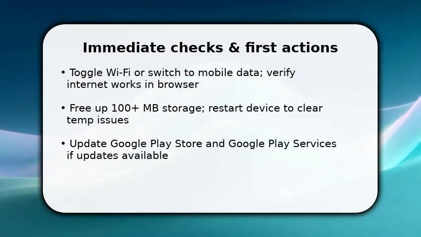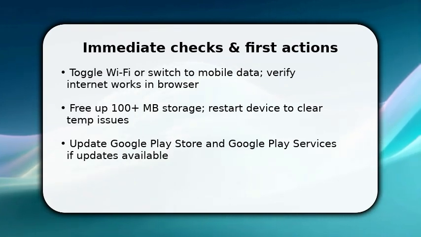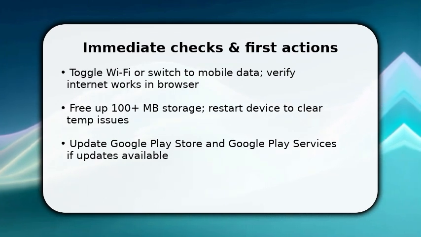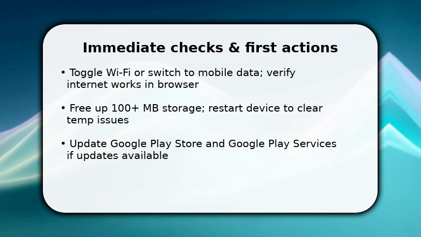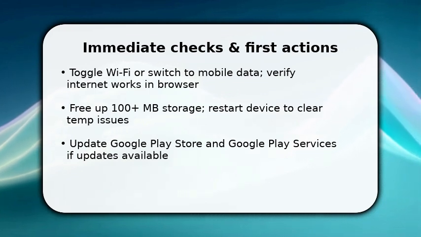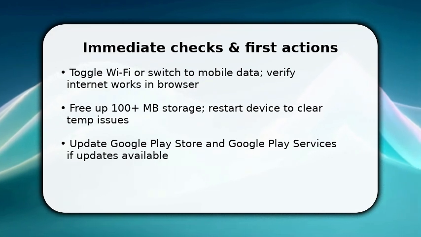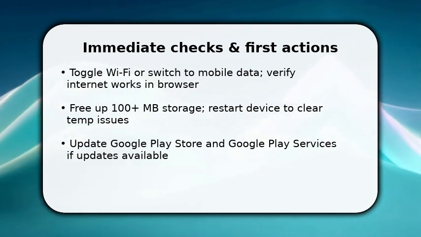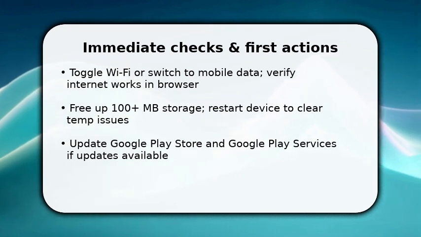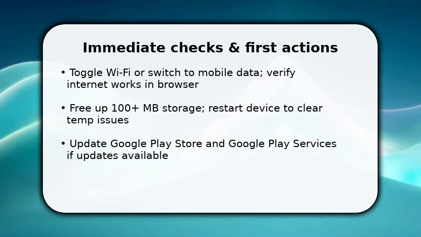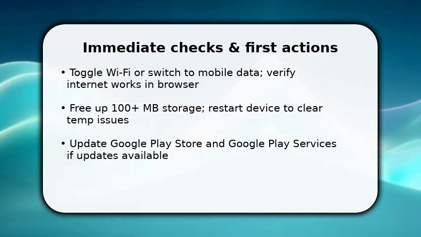You start by taking the fastest, most effective steps. First, toggle Wi-Fi or switch to mobile data and confirm web pages load. Unstable networks cause the try again error. Once done, free at least 100 MB of storage and restart the phone to release locked files. Then open the Play Store and check for app updates and update Google Play services if shown. These steps remove common transient causes and get you ready for deeper fixes if the error persists.